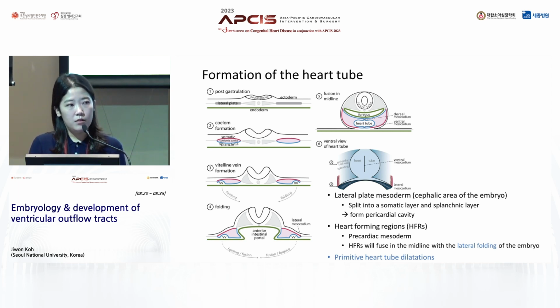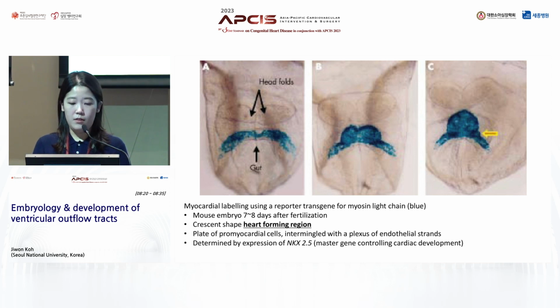This cylindrical tube eventually undergoes dilatations, and this is a very interesting figure. This blue dye labels the myosin light chain, so theoretically this labels the HFR region. If we look at the embryonic disc right here, we can see this crescent-shaped heart-forming region. And the heart-forming region is regulated by a transcription factor called NKX2.5.